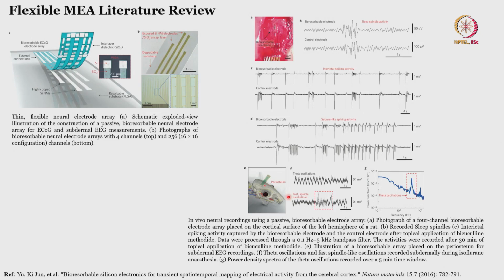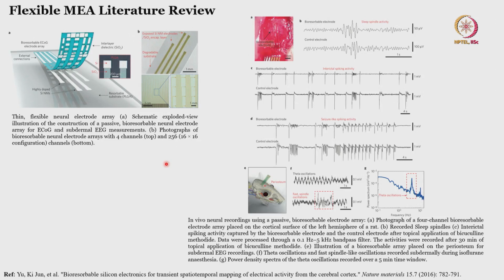From the literature, what we found is that on the left side what you see is a bioresorbable ECoG electrode array. There are external connections, and then there are highly doped silicon nanomaterials. We also use nanoporous silicon, and this is bioresorbable. What do you mean by bioresorbable versus biocompatible? Biocompatible means the device is compatible with the human body or an animal body, depending on whether we are using a rodent model, monkeys or humans. So that is biocompatible. Second is bioresorbable.